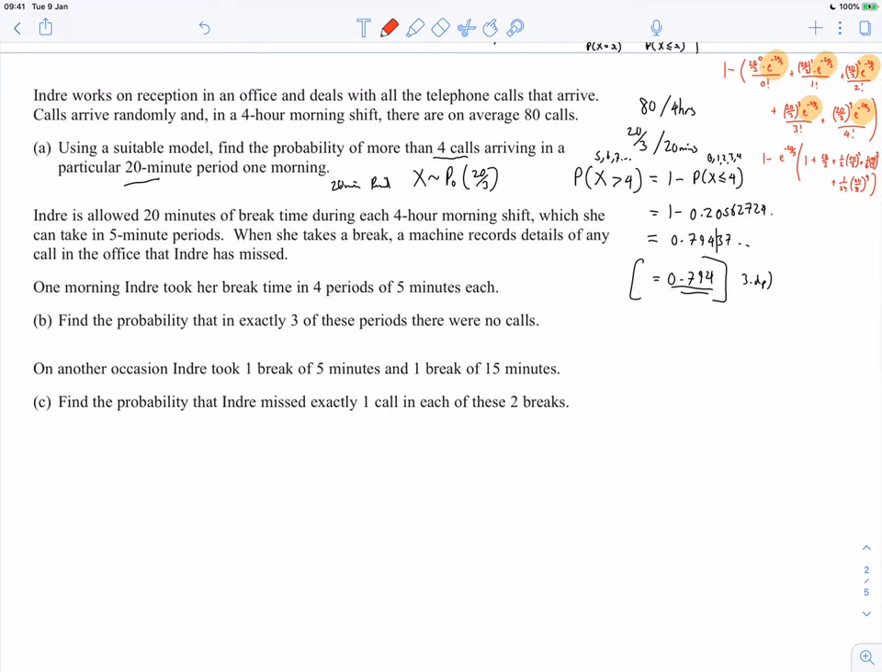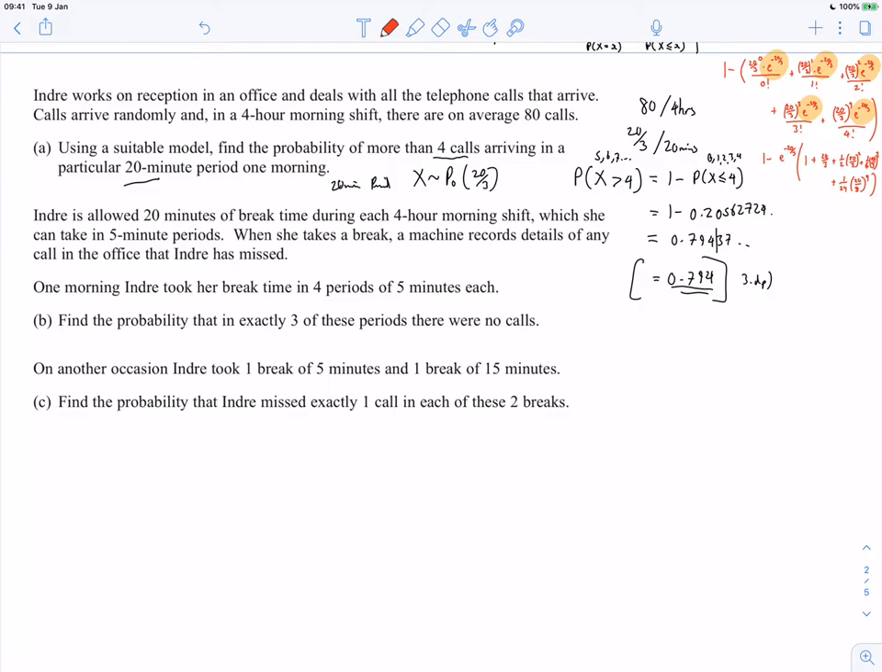Okay, Indre is allowed 20 minutes of break time during each 4-hour morning shift, which she can take in 5-minute periods. When she takes a break, a machine records details of any call in the office that Indre has missed. One morning, Indre took her break time in 4 periods of 5 minutes each. Find the probability that in exactly 3 of these periods there was no call.